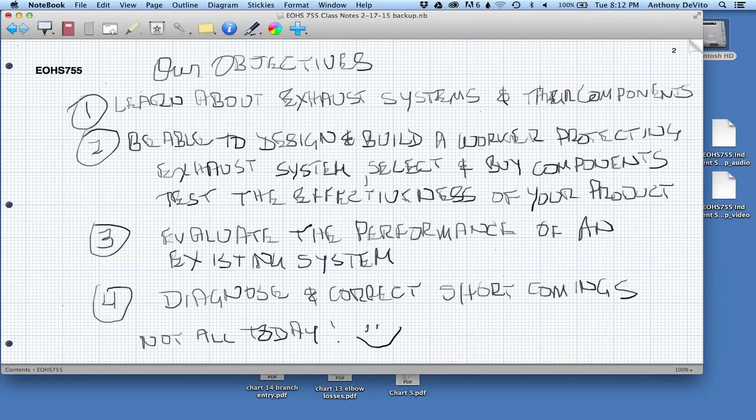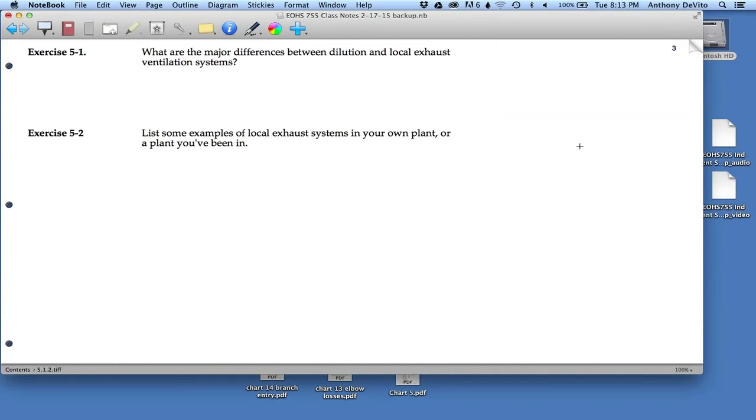Okay, so getting back to this, here's our objective. Let's go on to the next slide. Okay, so this is from Chapter 5 of the Industrial Ventilation Workbook. And the first thing that they broach in this chapter is basically, we kind of skipped a chapter, didn't we? We went from chapters 1, 2 and 3, which introduced this whole idea of exhaust ventilation. We jumped from there to chapter 5.